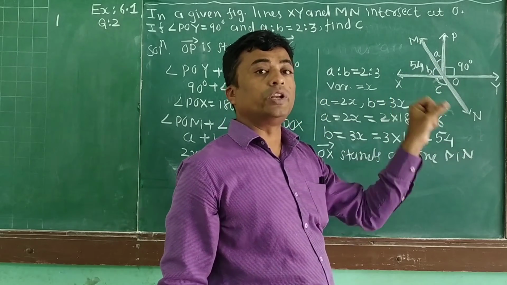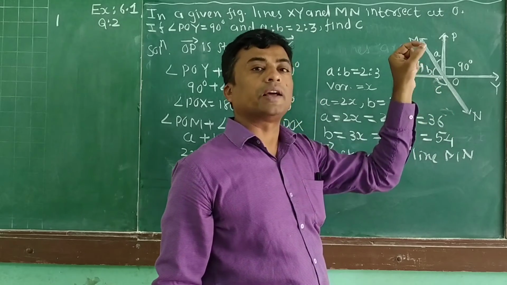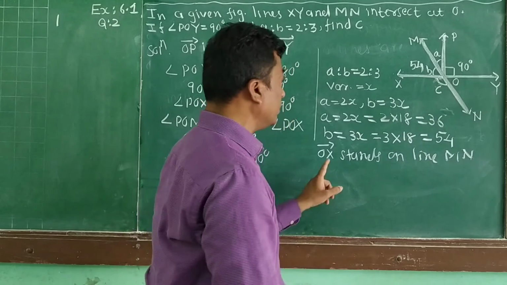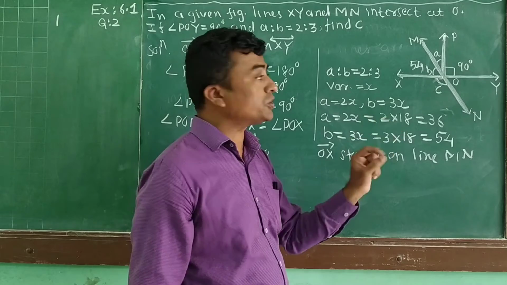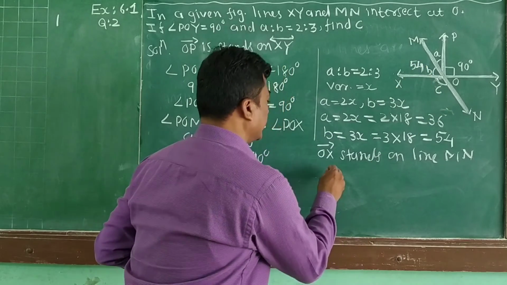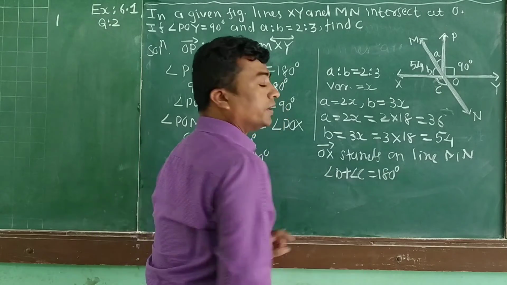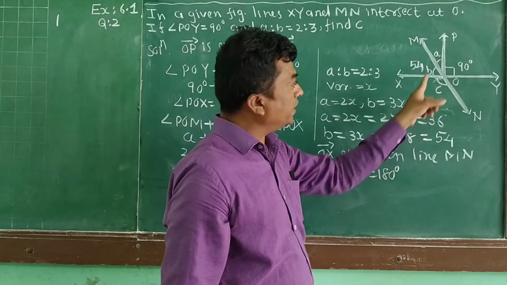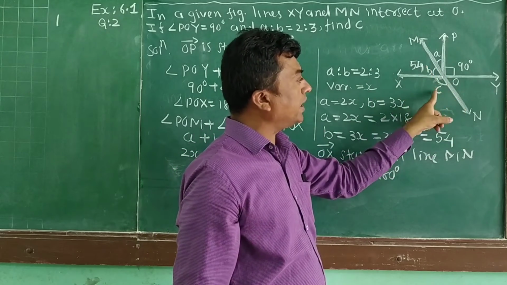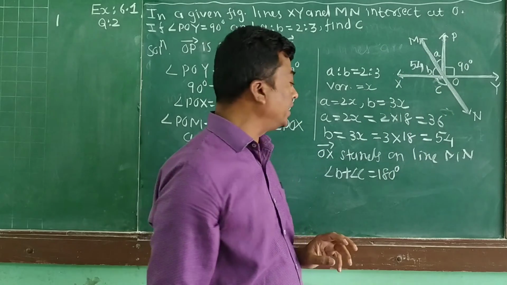So, according to the linear pair axiom, angle B and angle C both are adjacent angles and their sum is 180 degrees. So angle B plus angle C is equal to 180 degrees. Again, I am explaining: ray OX stands on line MN, so angle B and angle C both are adjacent angles and their sum is 180 degrees.